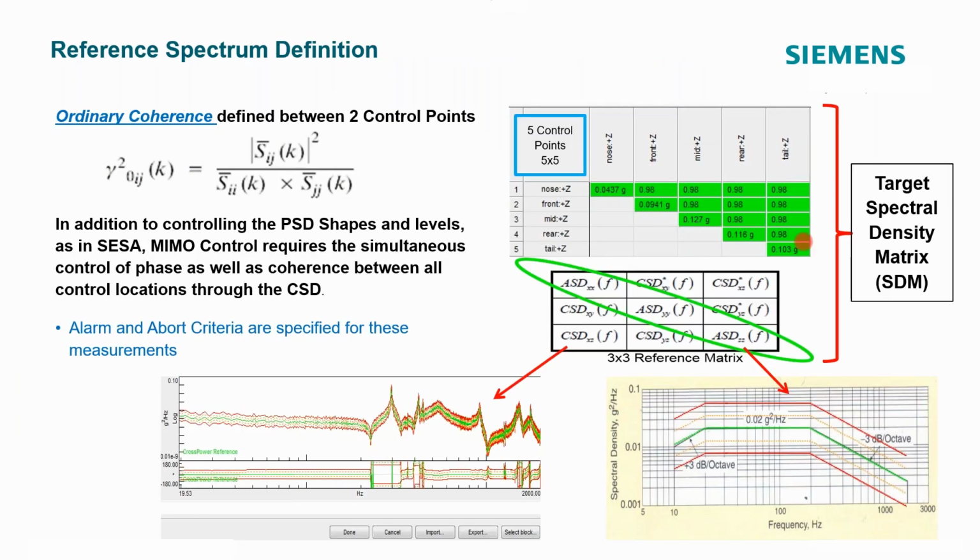So this target spectral density matrix, where does it come from? It can be measured in the field. So you have operational conditions where you measure the PSD at the nose, at the front, at the mid, rear, and tail. There are 5 response points on your structure, measured in real operating conditions. That gives you the diagonal auto spectral densities, or PSDs. And this is how it's depicted in a graph, and you'll notice it looks exactly like it does for single axis control. Exactly the same format, exactly the same units and all. So that's our PSD that we use to control on the diagonal.